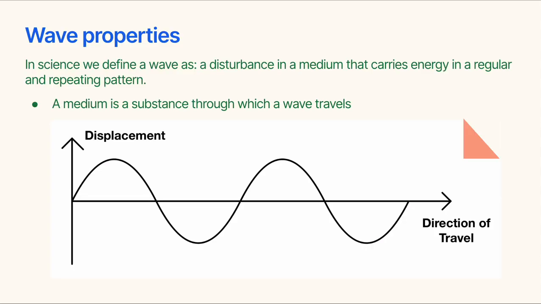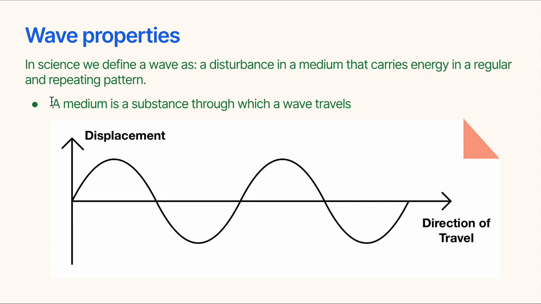To start off with, let's define a wave. In science, we define a wave as a disturbance in a medium that carries energy in a regular and repeating pattern. That regular and repeating is important. We're going to be repeating over and over and over, okay? If it's jagged and noisy, it's not necessarily a wave.